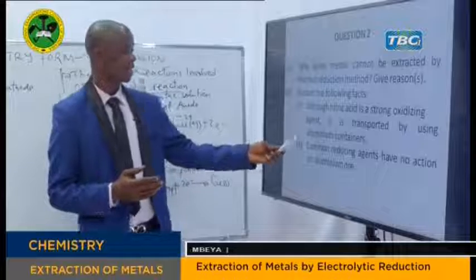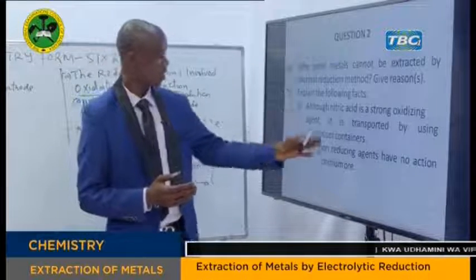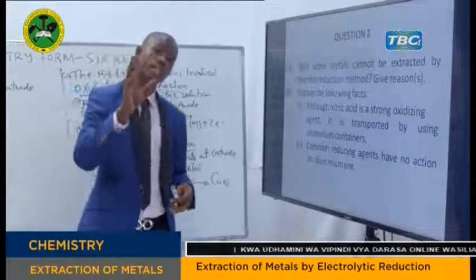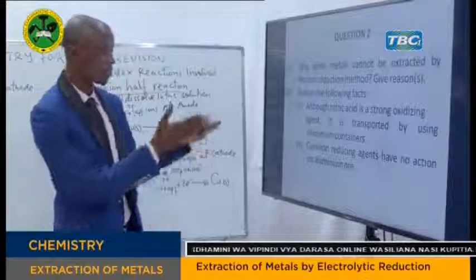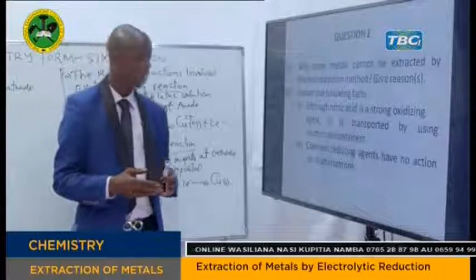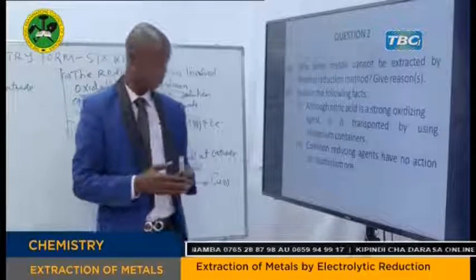So that's why the concentrated acid can be transported using aluminium containers, because the thin, strong protective layer which will be formed on the surface of the aluminium container will prevent further reaction to take place. That is the reason that you can use to answer that particular problem. So it is very simple.